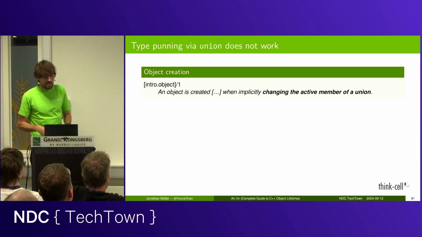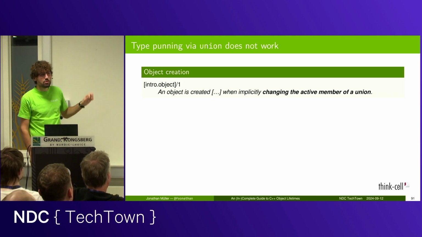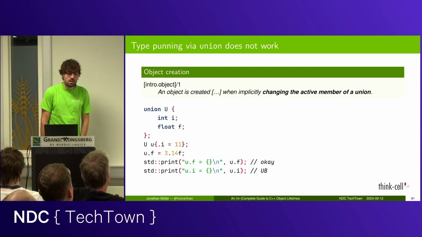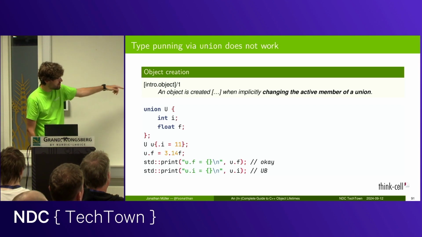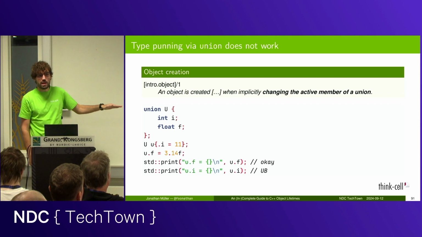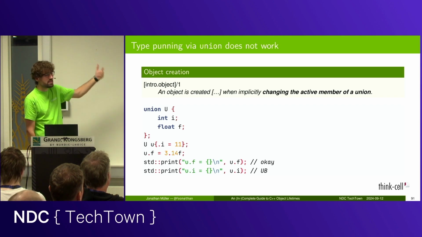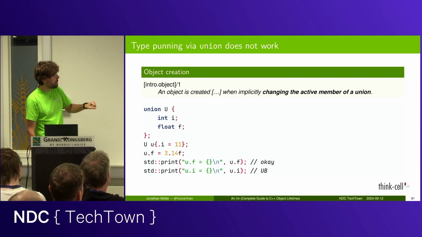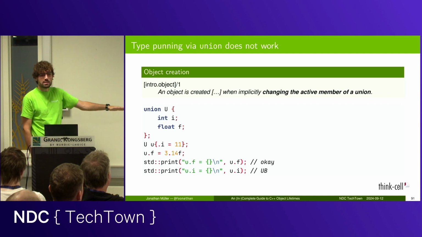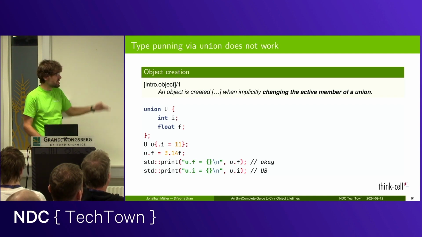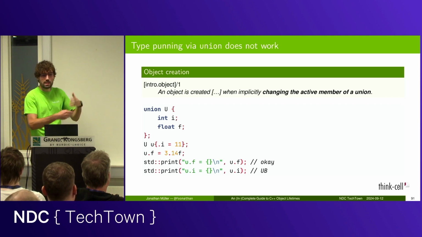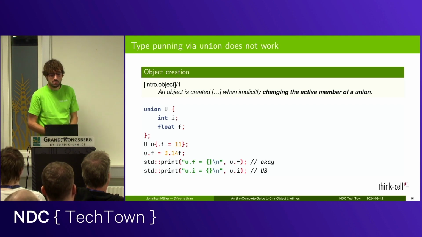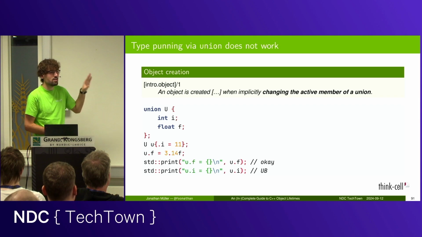And finally, the last case where we get an object is when we implicitly create the active member of a union, which means type punning by a union also doesn't work. Union of int and float. Initialize the float, assign the int, initialize the int, assign the float. Reading the float is okay, because this assignment creates the float object at that address and destroys the int. So when we read the int, we've got undefined behavior because we don't have an int object, we have a float. Right? Changing the active member of a union implicitly destroys the old object and creates a new one in the space, which means that type punning via union also does not work.